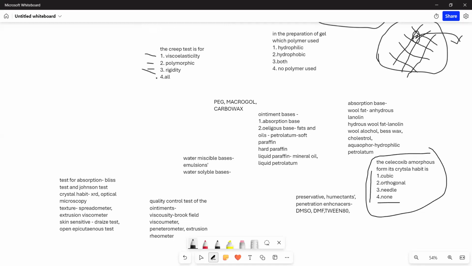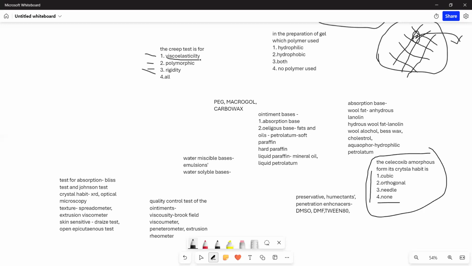I want everyone's involvement. There are 58 students in the Zoom meet. Everyone should be involved. Yeah, great, guys. It is used for viscoelasticity. So mainly the creep test is used to determine the viscoelasticity of the ointment. Generally for eye ointment, hydrocarbon bases are used.